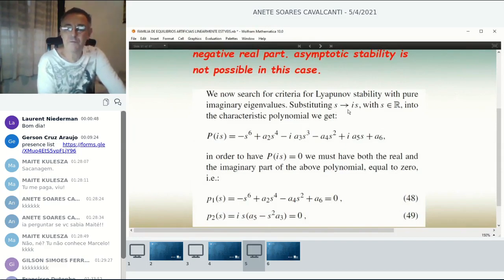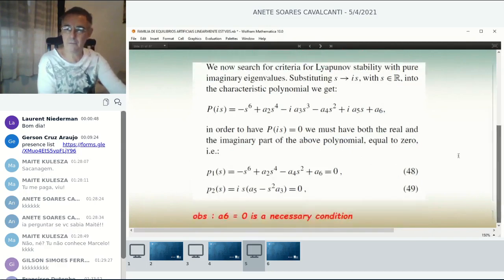So what we do is we substitute s by i s into the polynomial, where i means the square root of -1. And we get this expression here, and we break down our polynomial of degree 6 into two parts, the real and the imaginary part. In order to have a pure imaginary eigenvalue, we must have s satisfying both equations 48 and 49. The s's that satisfy both of these equations will be the solutions we are looking for.